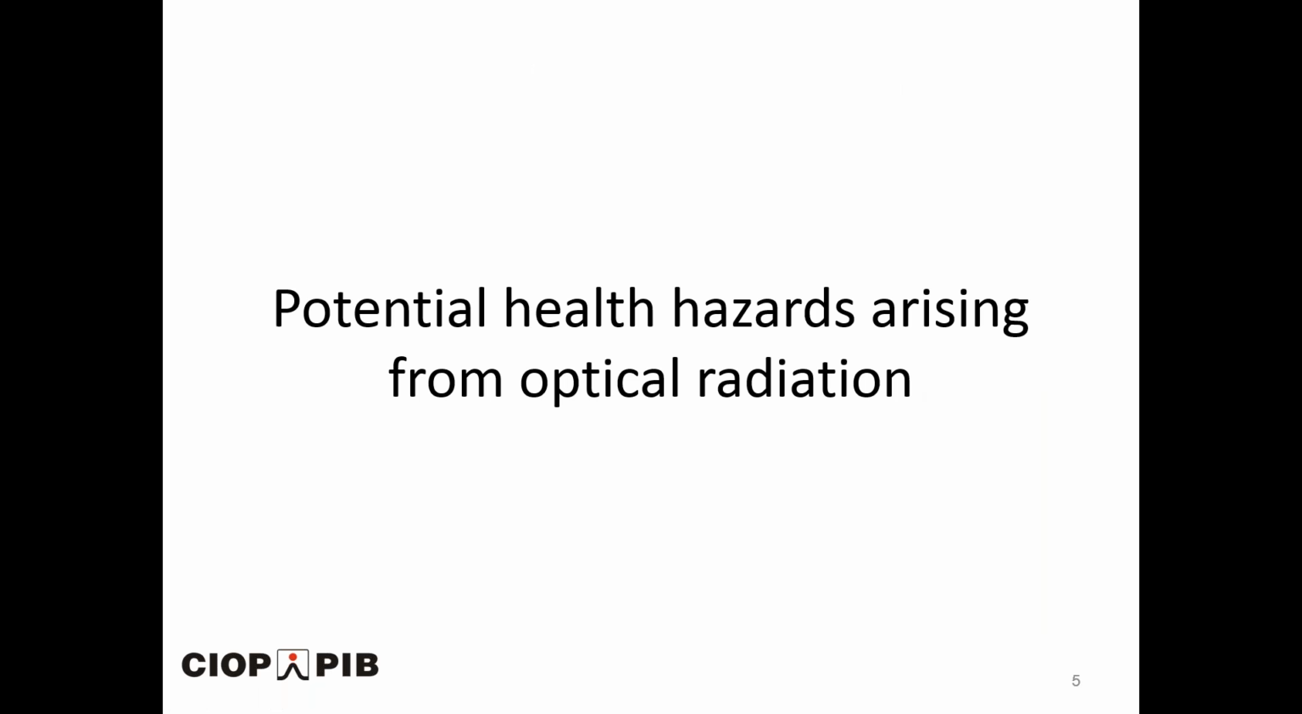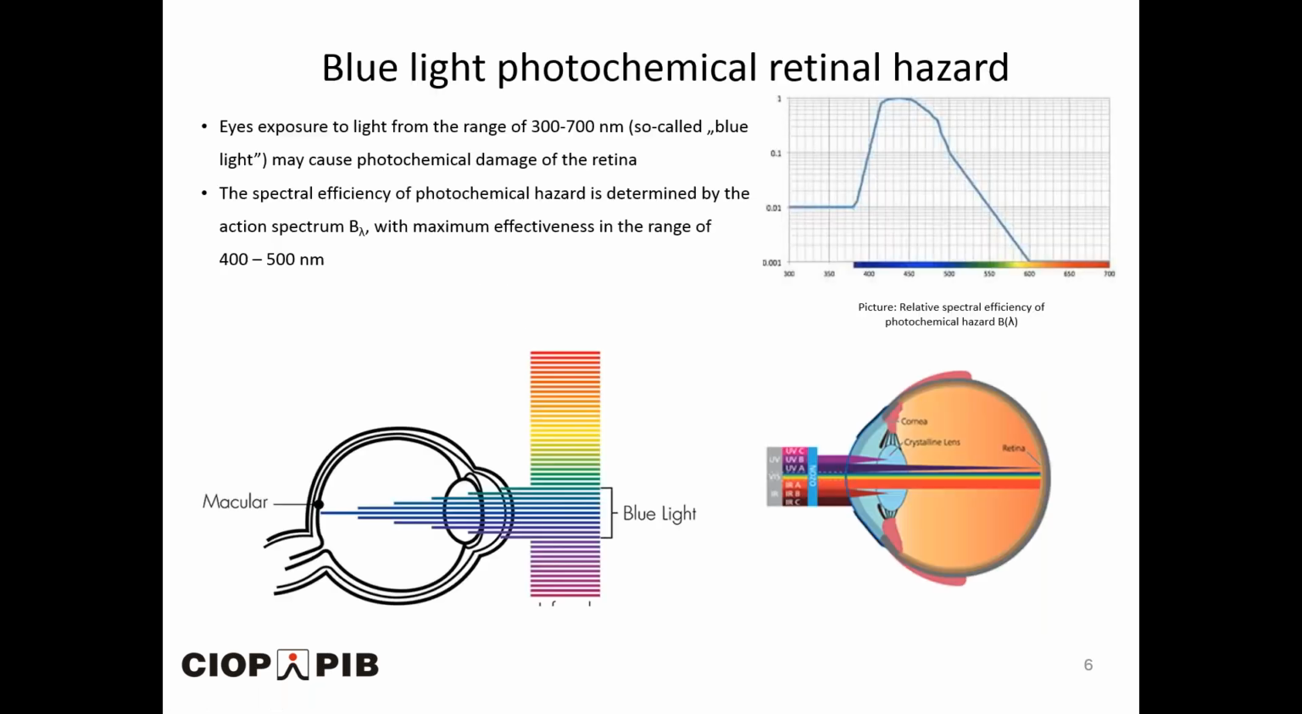Potential risk hazards arising from optical radiation. So today I would like to talk about 2 of those potential hazards. The first one is the blue light photochemical retinal hazard. This is basically the hazard related to too much blue light illuminating the retina. The word photochemical in this risk assessment tells us that we should not only consider the level of the exposure, but it's also important to consider the time of the exposure.